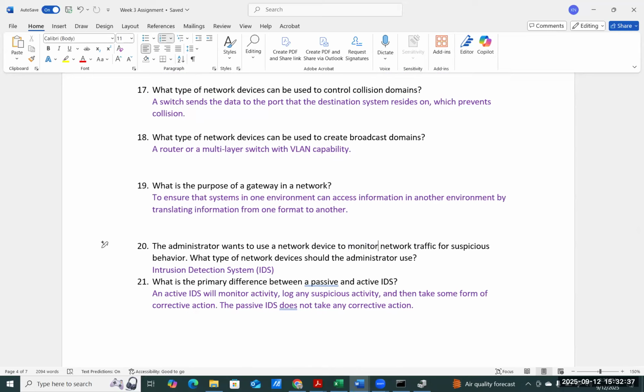Okay, 20. The administrator wants to use a network device to monitor network traffic for suspicious behavior. What network device do they use? Well, you can monitor on your router and your switches. You can use Network Sniffer as software. Some appliances come with it, but they're asking for a device, an appliance.